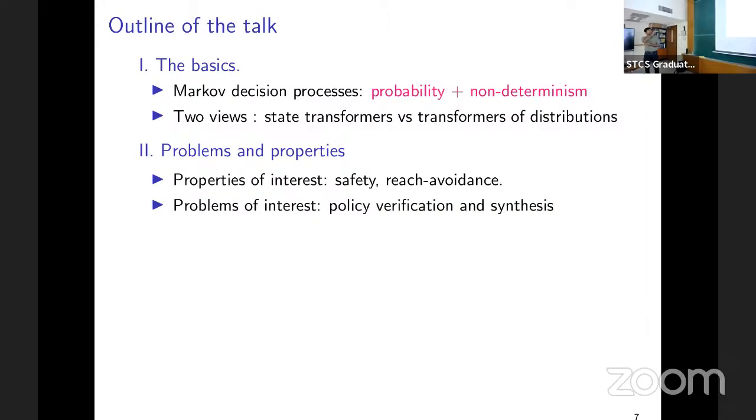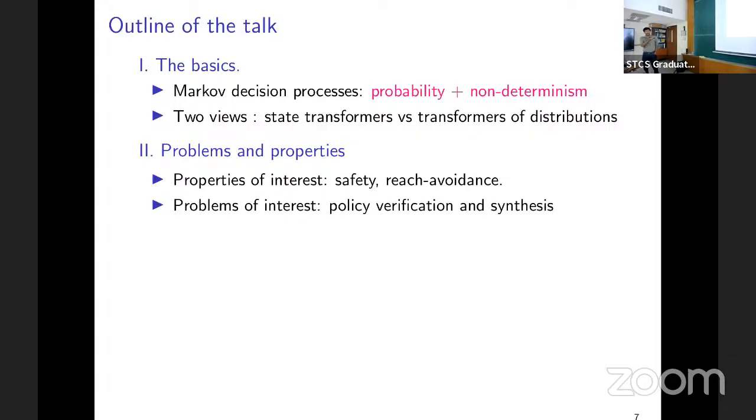So basically, what we have done is the basics. We have looked at Markov decision processes and this view of transformers of distributions. This is the outline of the talk, and this is what we will do next. How much time do I have? So 10 minutes, 5 minutes. So it's like 45 minutes roughly. I have 45 minutes, excellent. Yeah, 40 minutes, 42 minutes.